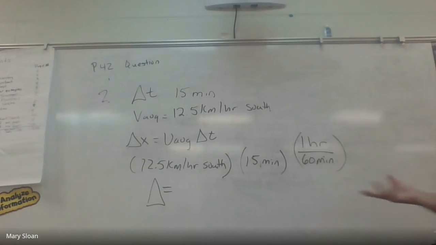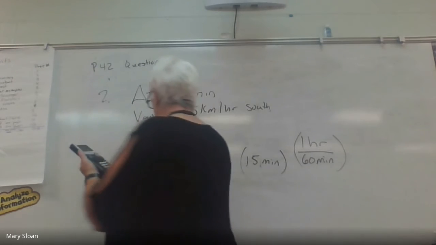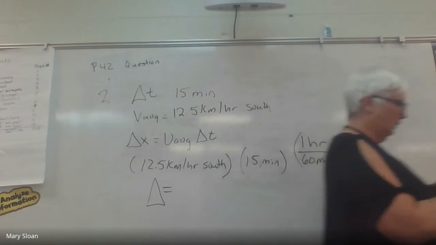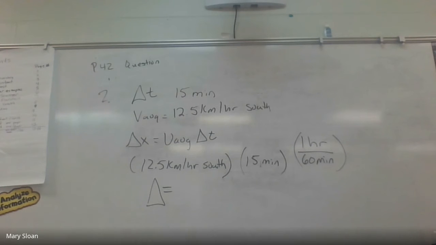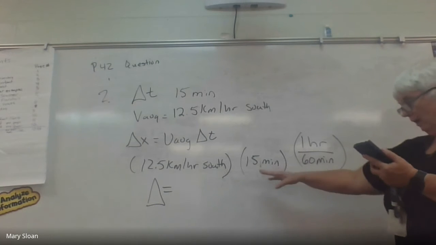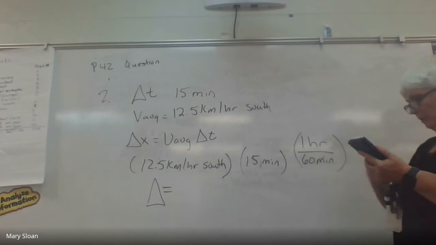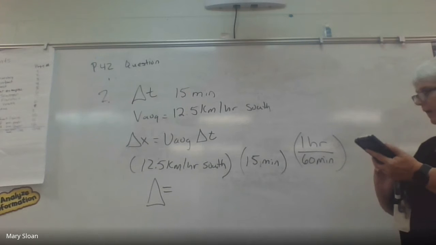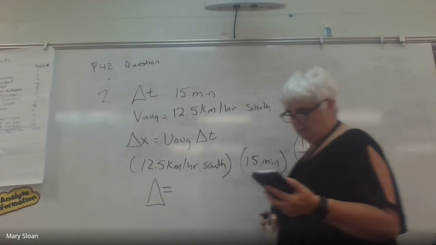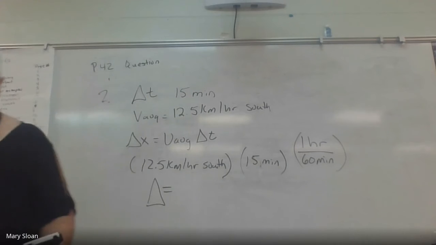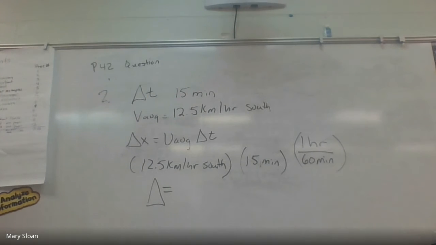So I'm going to plug it in my calculator. It looks like a 7. It's going to be a 12. I did 12.5, open bracket and close bracket, open bracket 15, close bracket, open bracket, alpha y, enter 1 over 60. And I got 3.125 E0. Is that what you got?